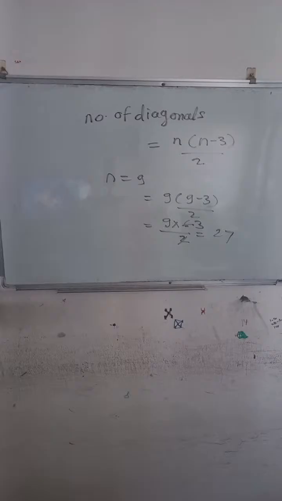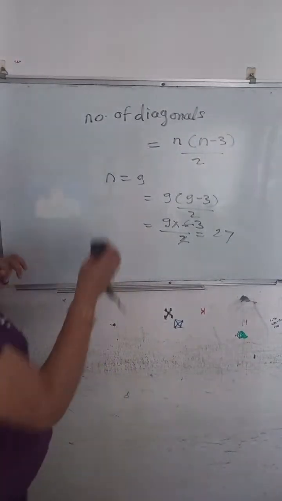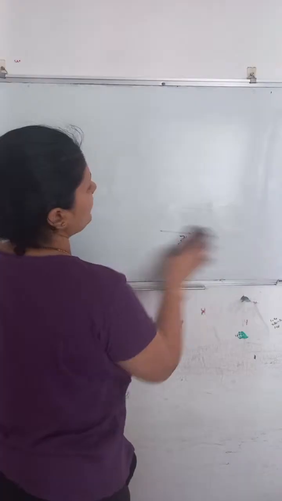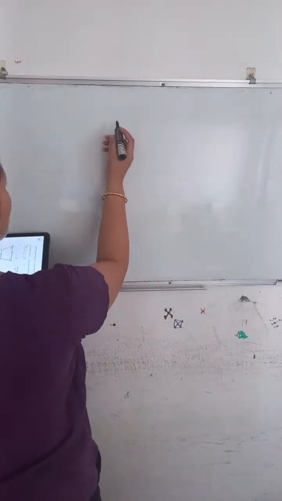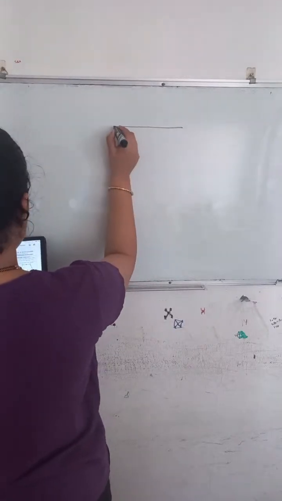Find the measures of angle ADC and angle BCD. Okay, so the diagram is also given, that I will draw, and I give 2 minutes to find out the answer. I want the answer from you. You have to type the answers with proper reasons.